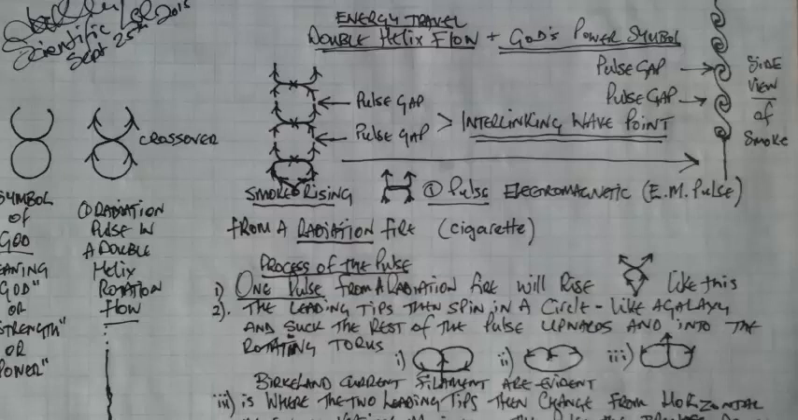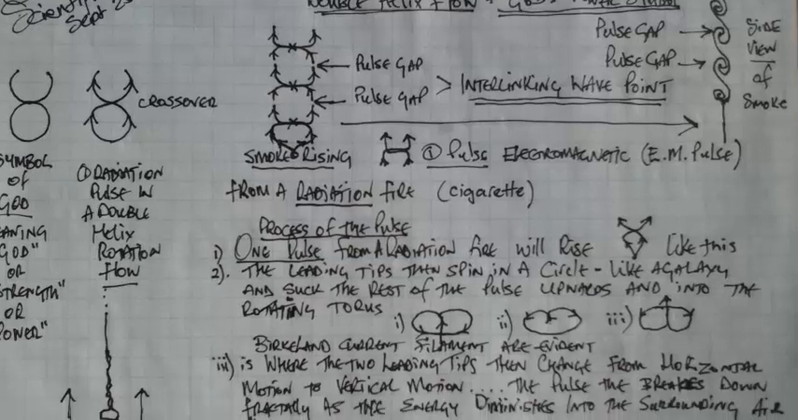Okay, so the process of the pulse, I've written it there, I don't know if it's the same as what I just said. One pulse from a radiation fire will rise, and I've drawn the picture of it. It'll come out of the cigarette, they cross over through each other, going upwards. The leading tips then spin in a circle like a galaxy and suck the rest of the pulse upwards and into the rotating torus. And I've got 1, 2 and 3 there to show you what is happening with the direction of travel.